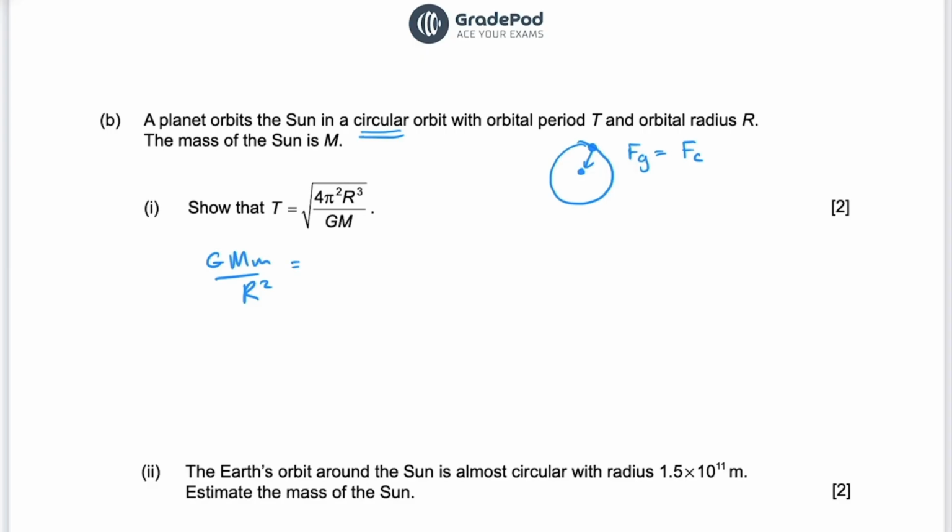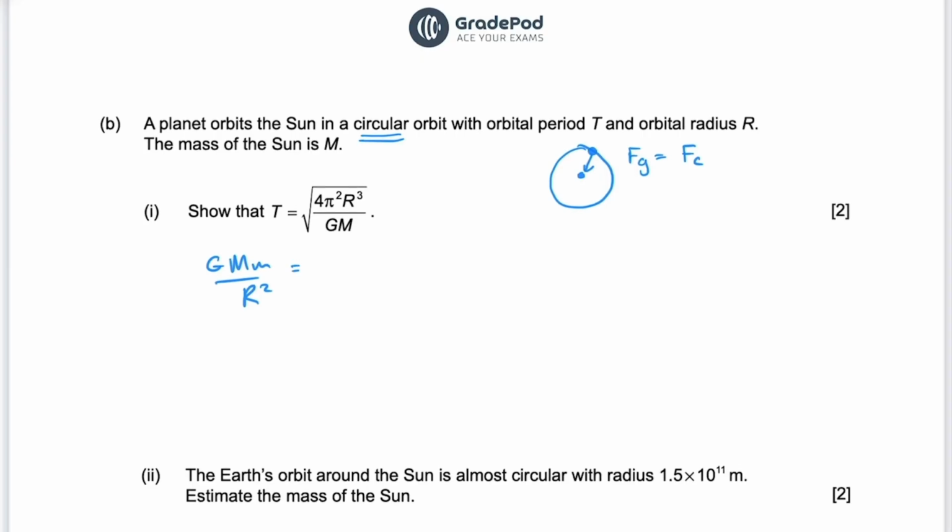And that is equal to the centripetal force that's acting on that planet, which is mv squared over r. So these two small m's cancel. And we haven't got T in there yet, but we do remember that v is the orbital speed, and that is the distance it travels divided by the time. And the distance it travels is 2 pi r, that's the circumference of this circle, divided by T. So instead of putting v in there, let's put 2 pi r over T.